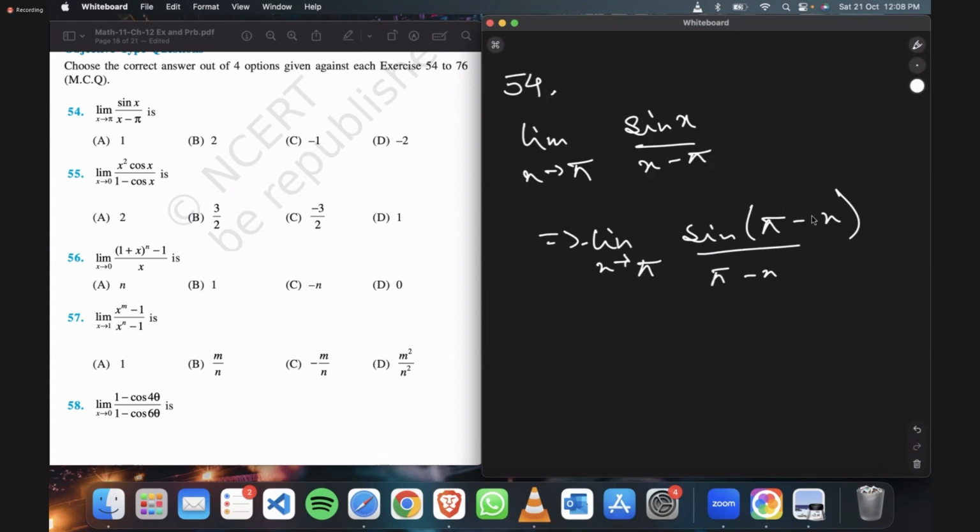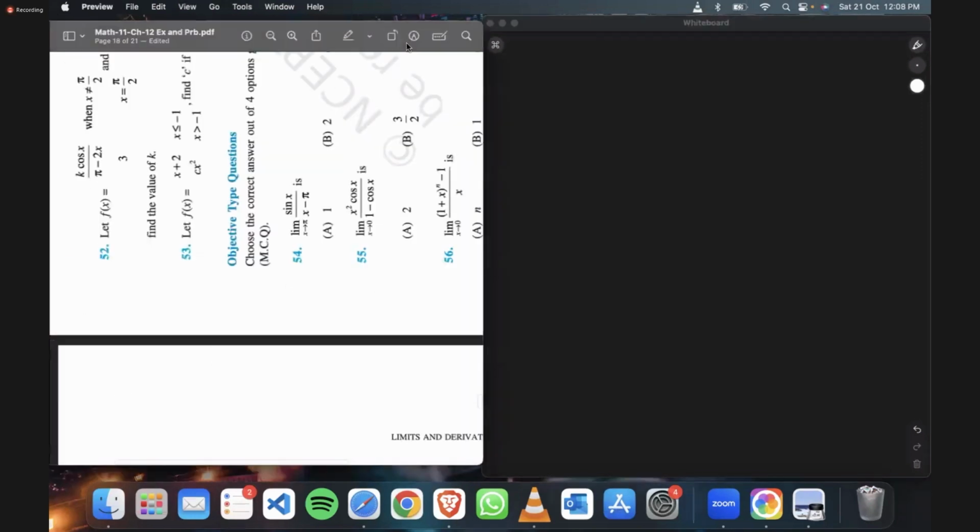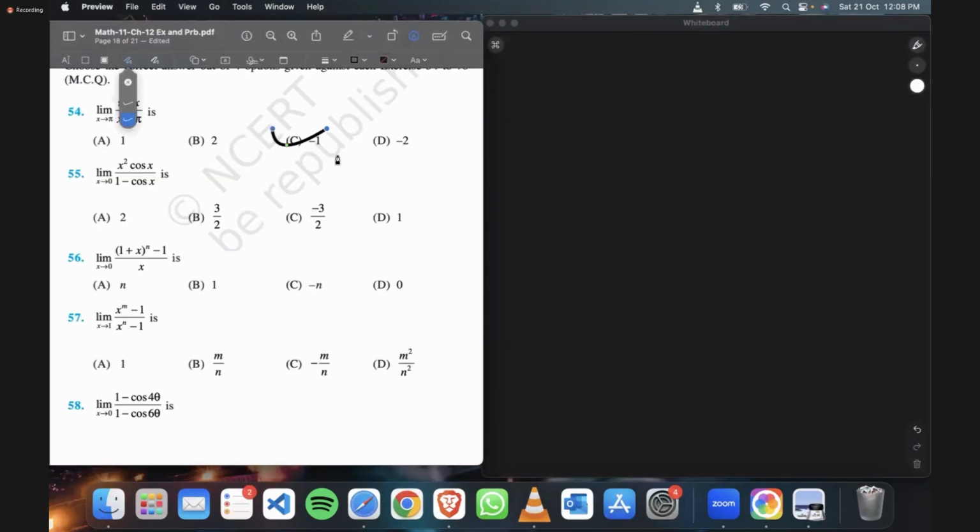Limit x tending to pi. This whole thing is attaining a 0 by 0 form. So it will be a minus, and this value is 1. So the answer is minus 1. Now, minus 1, where is it? Question, it is C. So this one.